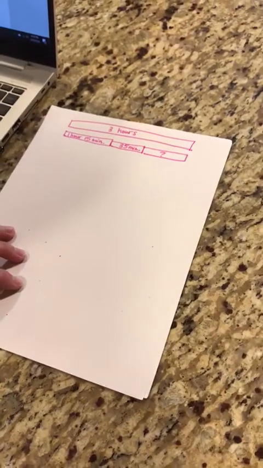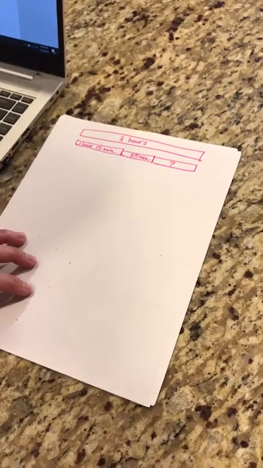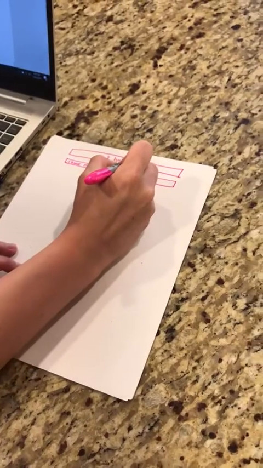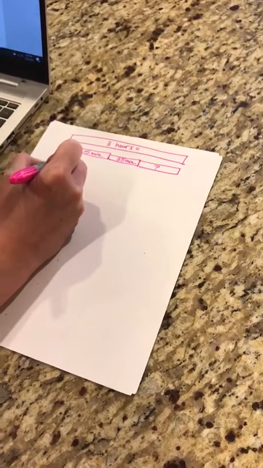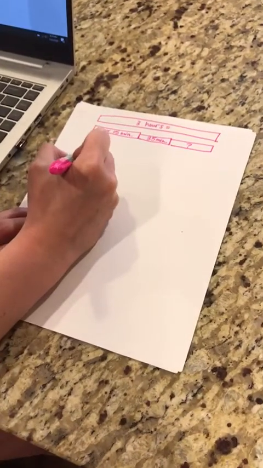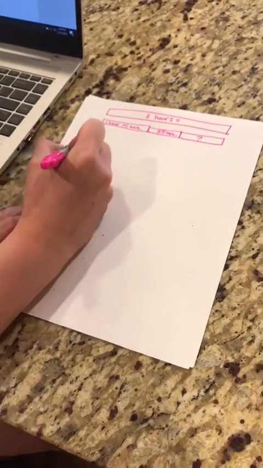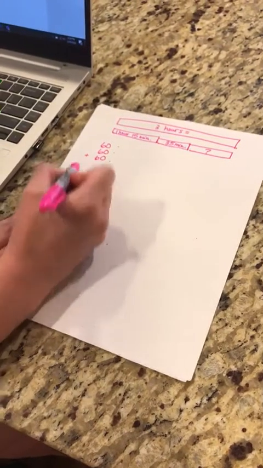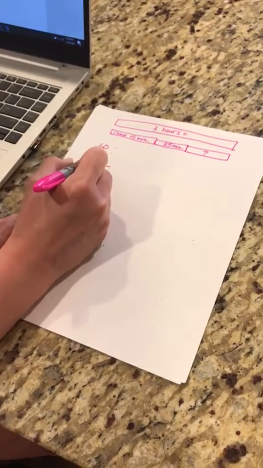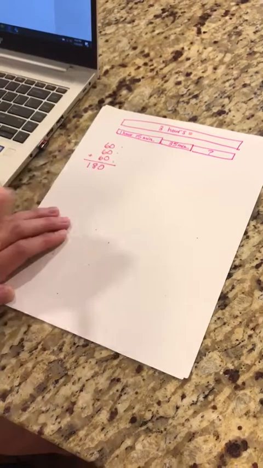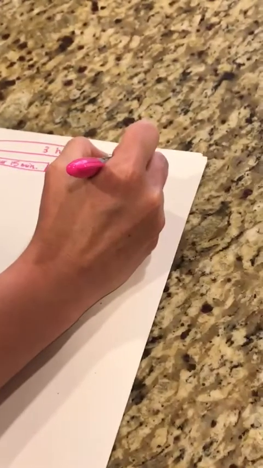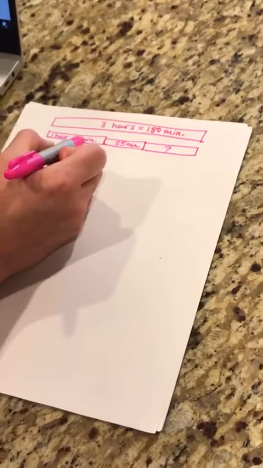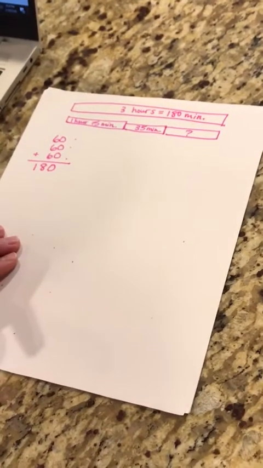So, just like we did with our last problem, we need to convert our hours to minutes. So 3 hours, we know that 1 hour equals 60 minutes. So I'm going to add 60 plus 60 plus 60. That's 1, 2, 3 hours. 6 plus 6 plus 6 is 18 with a 0 on the end. So that equals 180 minutes.